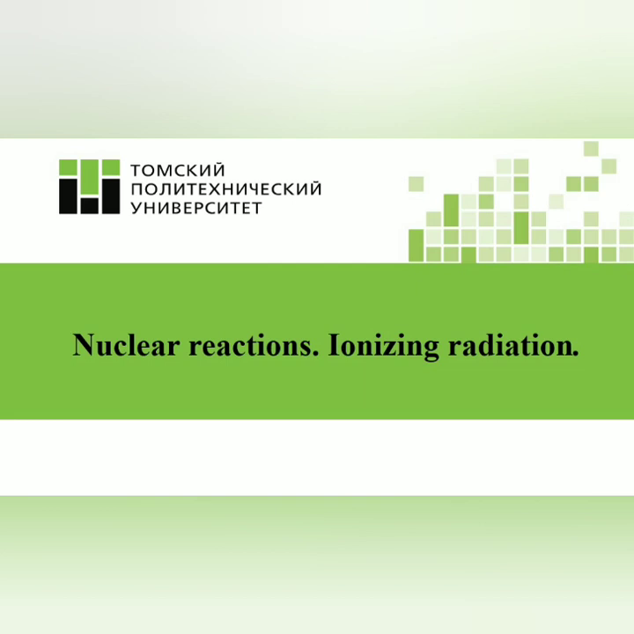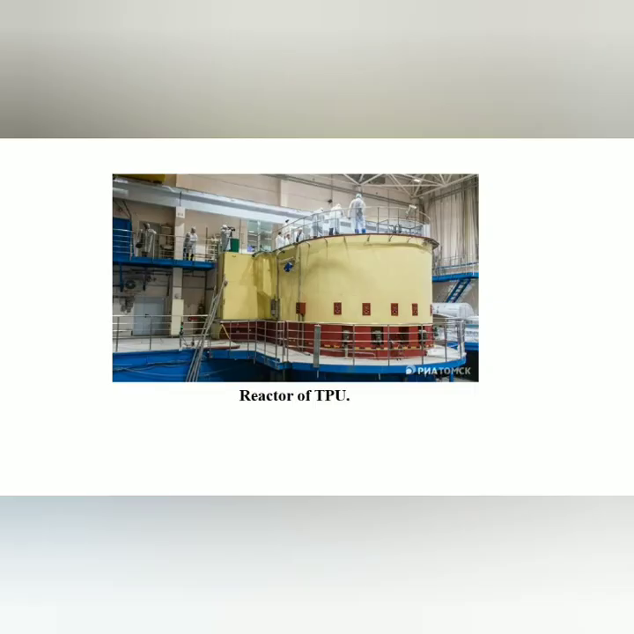Today I want to tell you about nuclear reaction and ionizing radiation. Let's start. Nuclear reaction is the process in which two nuclear particles interact to produce two or more nuclear particles or gamma rays. Thus, a nuclear reaction must cause a transformation of at least one nuclide to another. The most notable man-controlled nuclear reaction is the fission reaction that occurs in nuclear reactors.